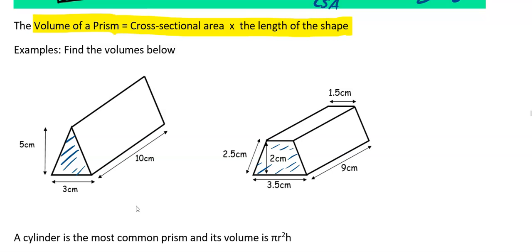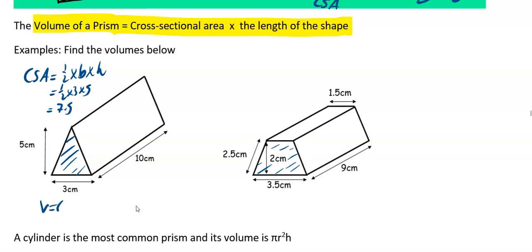So first of all, in this one, I'm going to work out the cross-sectional area, CSA. Now, if you think about what kind of shape it is, it's a triangle, so it's going to be a half times base times height, and in this case, it's a half times 3 times 5. 3 times 5 would be 15, times that by a half is going to be 7.5.